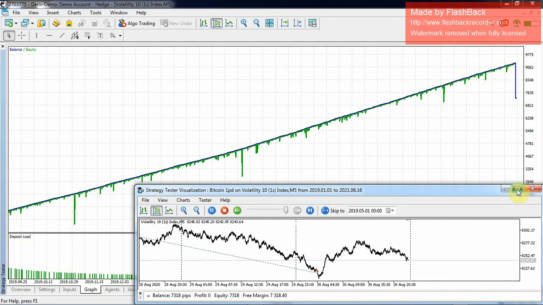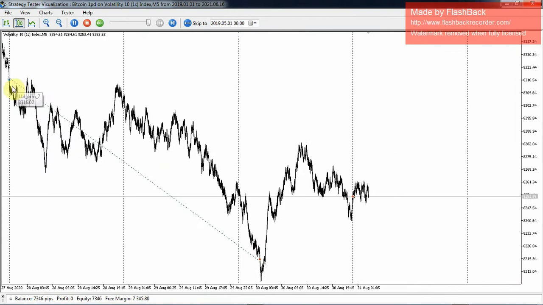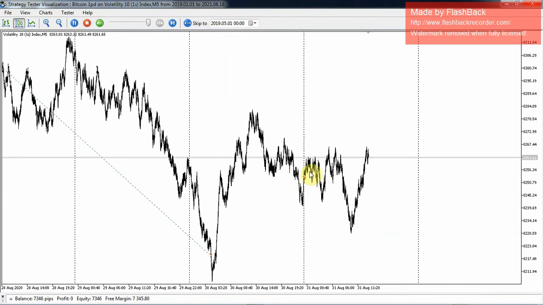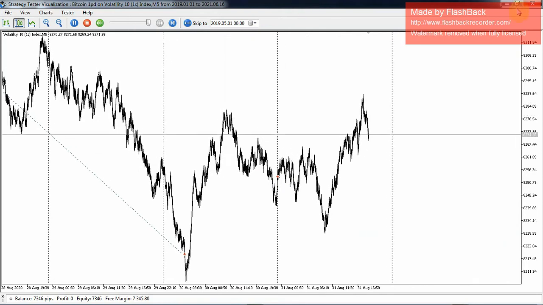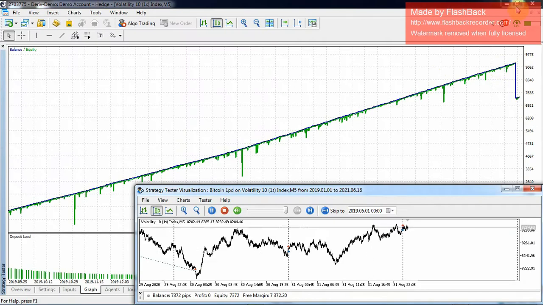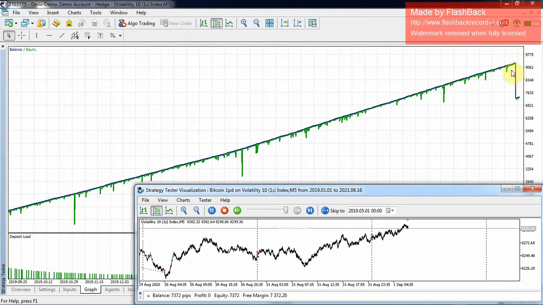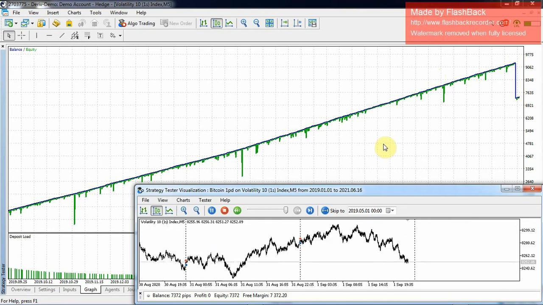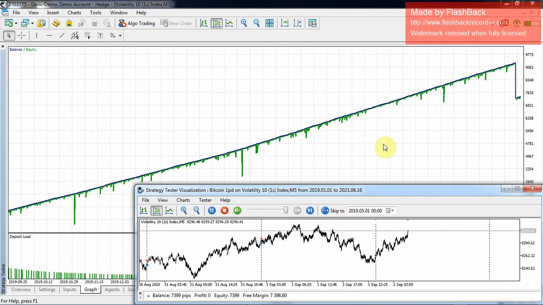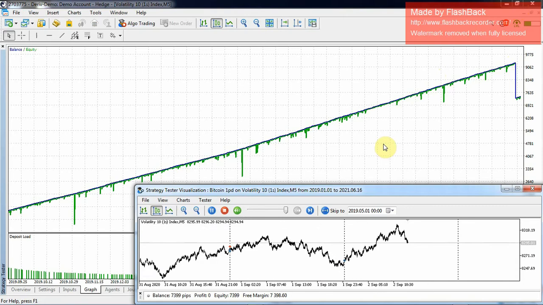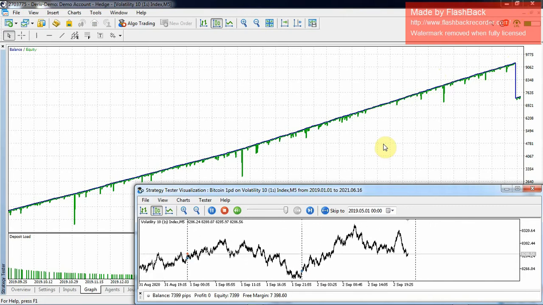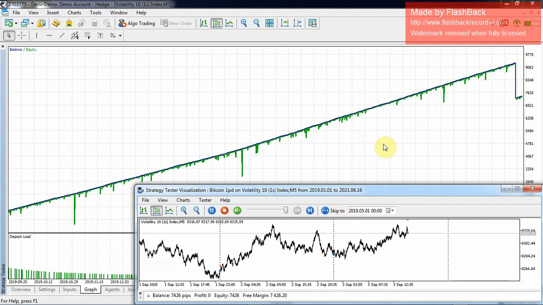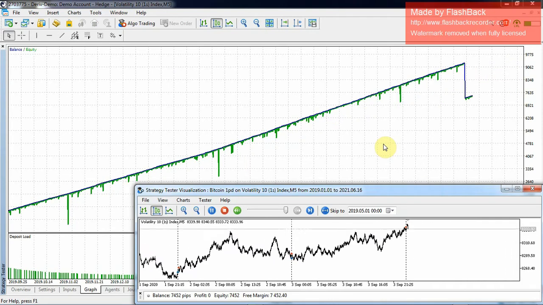Stop loss has been hit after 1 year of trading. Stop loss has been hit from 9k. We're down to 7,000, from 9,000 to 7,000, somewhere there.